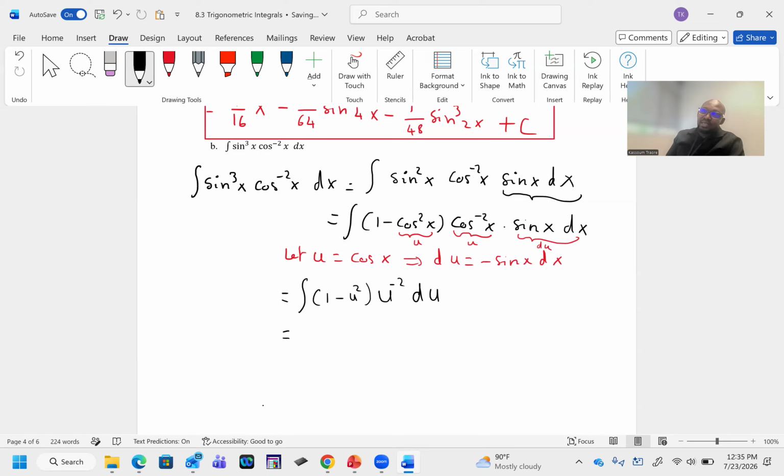Oh, this is negative, so I will take this negative out, okay? Because this will become negative du, which is sine x dx. So I will just take the negative out, okay? Then we distribute u to the power of -2 inside. That will give me u to the power of -2 minus 1 du.